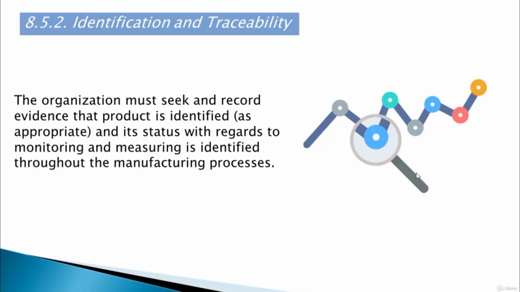The organization must seek and record evidence that its products and services are identified when appropriate, and their status with regards to monitoring and measuring are identified throughout the manufacturing processes. Basically, the organization needs to establish a traceability system. This system should track components from raw materials through the inspection and testing and then the final release.